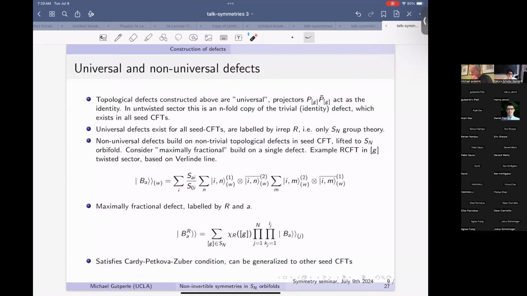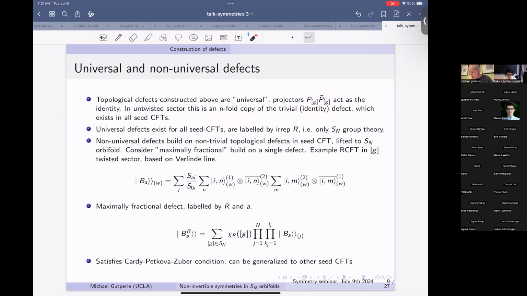Okay, so I wanted to talk just a little bit about other possibilities to construct defects. We called these defects universal, and this comes from the fact that in each twisted sector of the CFT, these projectors, which I'm using to construct the defect, act as the identity. For example, if I just look at the untwisted sector, I would have an n-fold copy of a trivial defect, namely the defect which is simply the identity operator. That is trivially a topological defect.